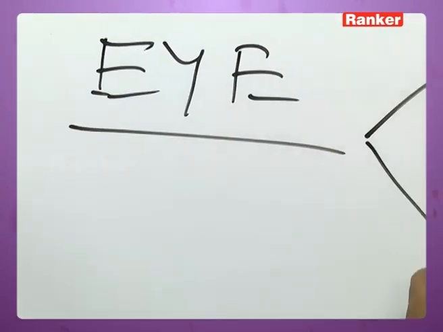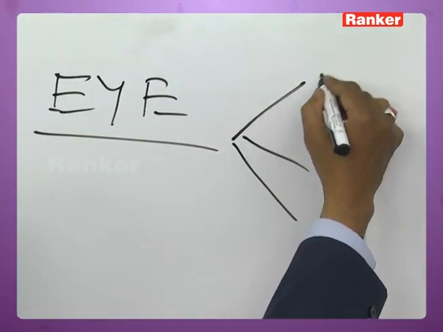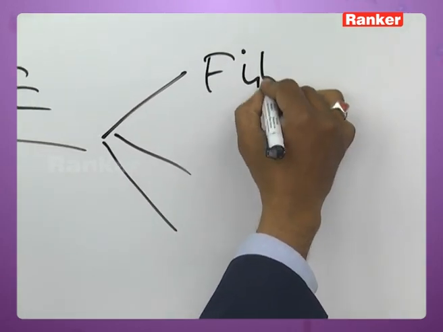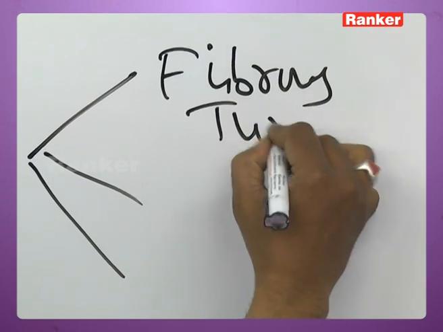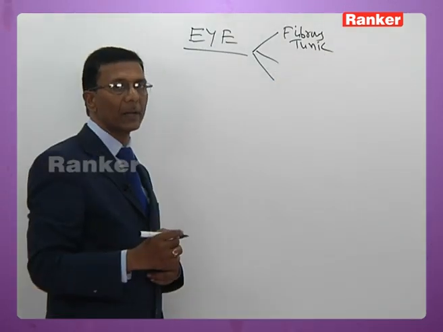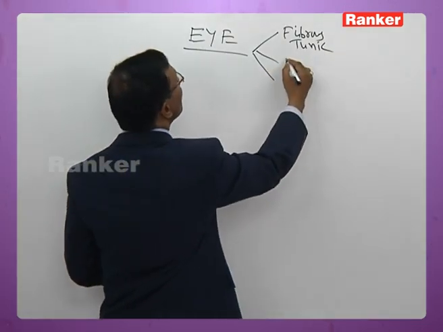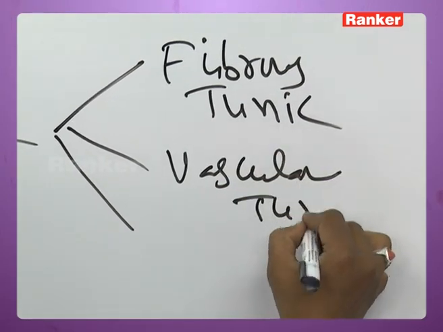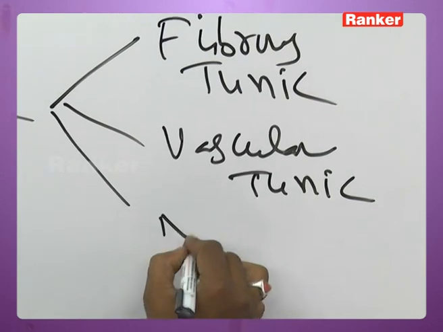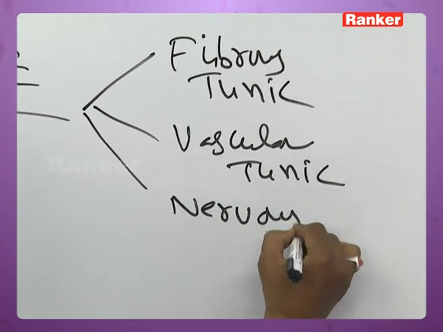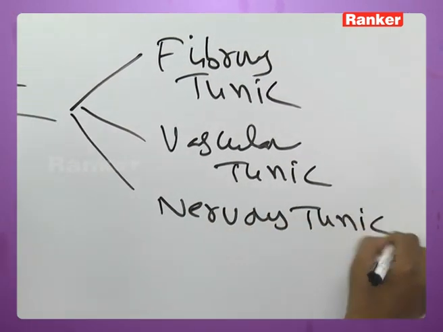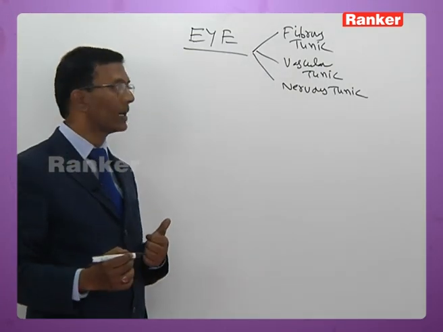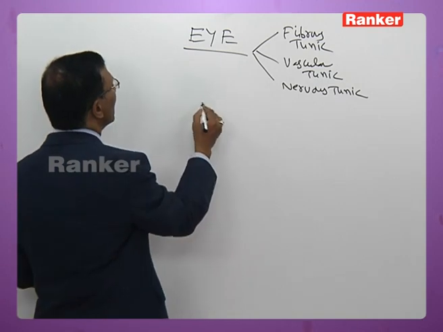Now the eyeball has three important layers. The outermost is called the fibrous tunic, the middle one is the vascular tunic, and the inner one is the nervous tunic. Outer fibrous tunic, middle vascular tunic, inner nervous tunic.